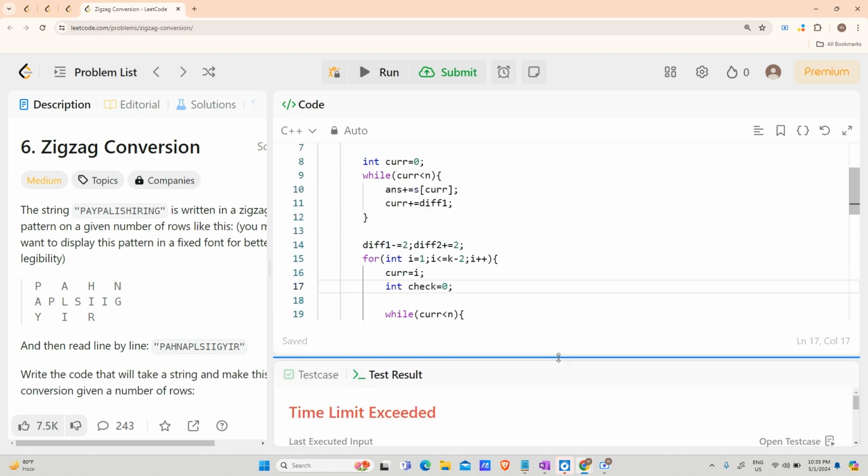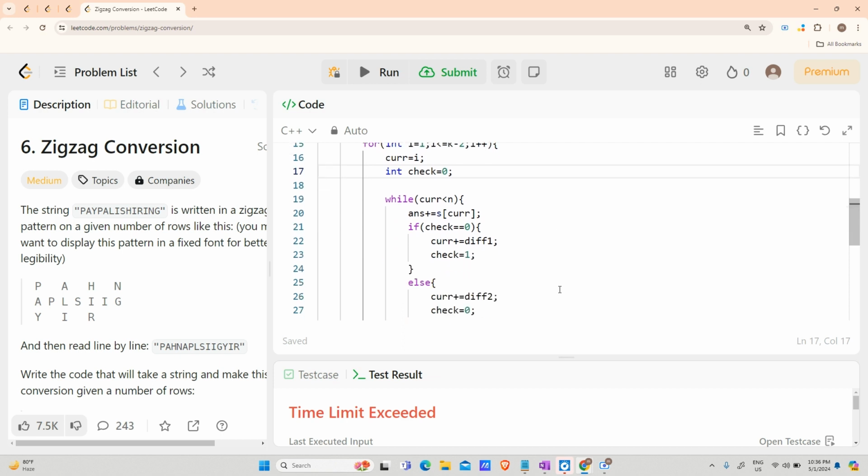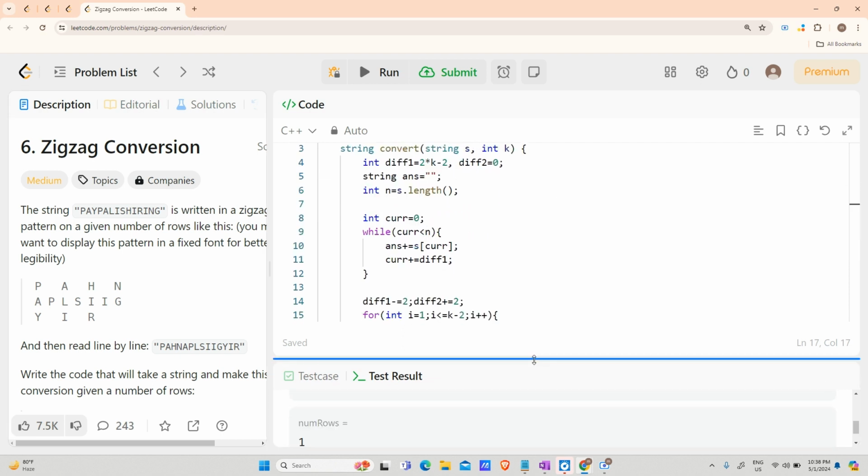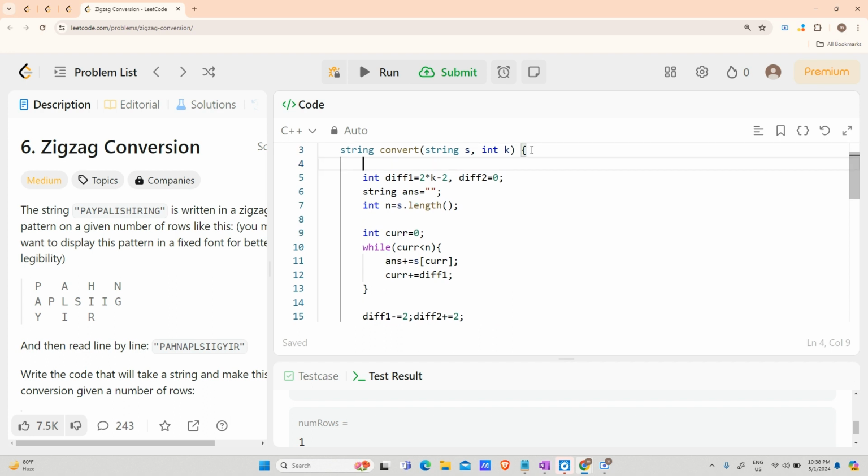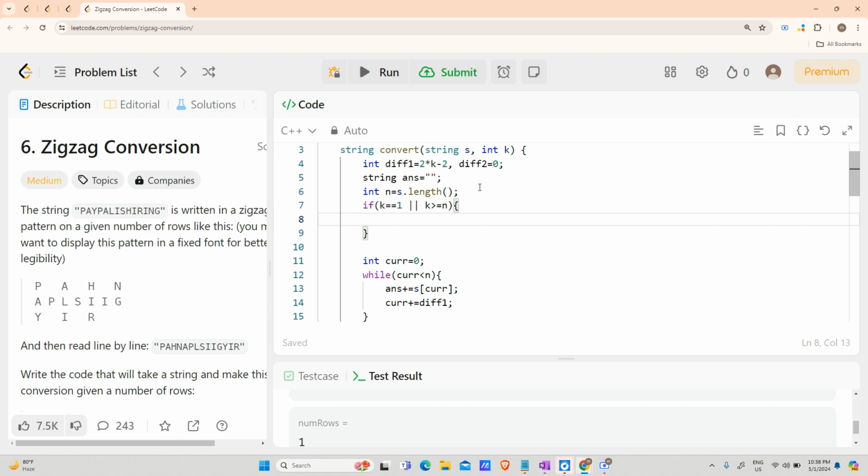There has been some mistake in the code. What is the mistake? Let me see. Alright guys, so I see the difference. What is the error here? So I forgot to mention the base cases. So what is my base case? I am saying that if my number of rows is 1 or my number of rows is greater than equals to n, that means all the letters will be in the same row. That means if my row is number 1, that should not be a problem.